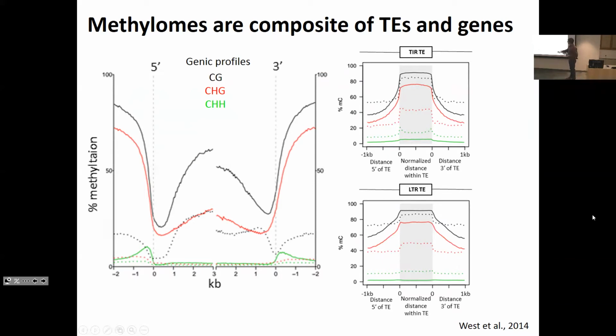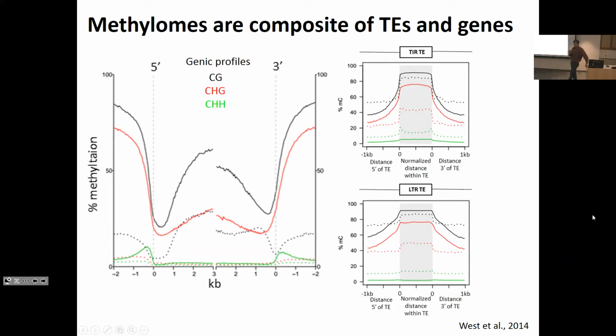The three different colors of lines here are showing you CG, CHG, and CHH methylation. And the dashed lines are Arabidopsis, the solid lines are maize. So in both species, you see similar trends. They both have methylation that goes up. There are some differences, and we'll get into some of those in a second.